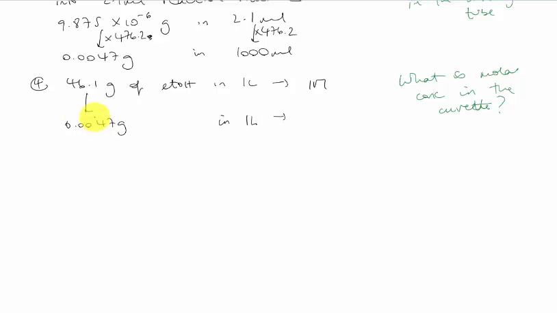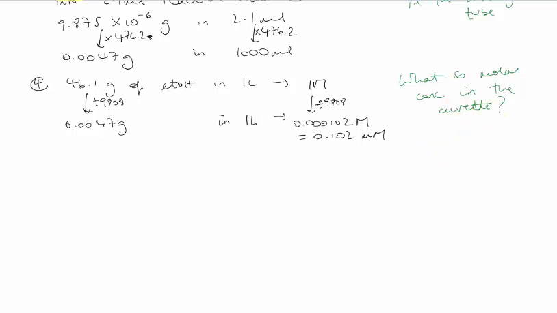So if we had that amount of grams in 1 litre, what did it give? 0.000102 molar, or 0.102 millimolar concentration. So there we go, that is the millimolar concentration in our cuvette.